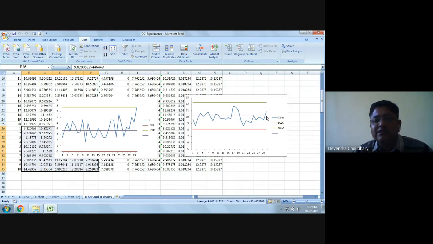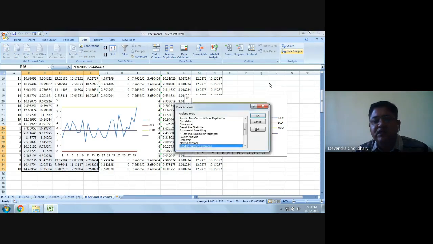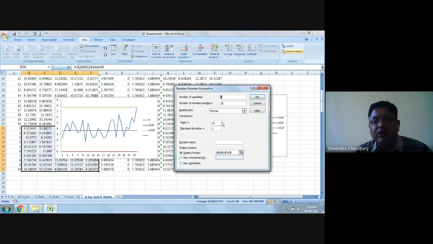Now let's say we make changes in both. Earlier the mean was 10 and the standard deviation was 1.5. Now we make changes in both. Let's say the mean is shifting from 10 to 11 and your standard deviation is increasing too. Now what will happen? You will observe.